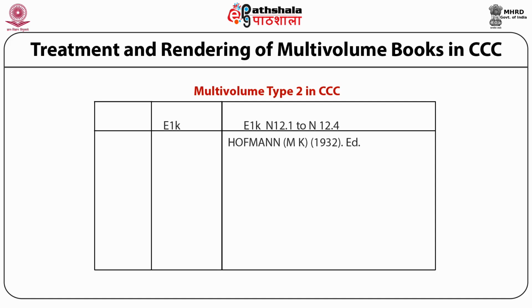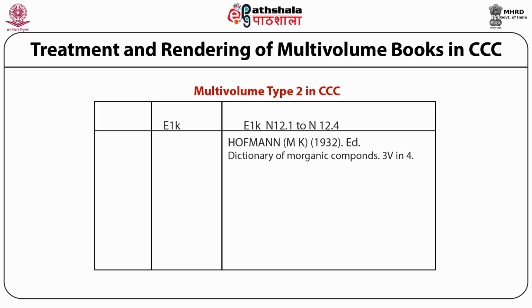Hoffman, MK 1932 is the date of birth, the individualizing element, comma, ED, a descriptive word, because the author of the book is not given, the name of the editor is given. Third section is the title section. Dictionary of inorganic compounds, 3 volumes in 4. It means the book is bibliographically in 3 volumes, but physically the book is in 4 volumes.